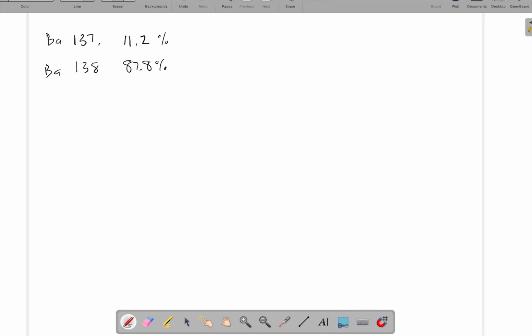If that's the information we got, does that total to under 100? It does, right? Okay, so that's good at least. If these were our two isotopes and that was the information we had, what would be the atomic mass for barium? How do we figure it out? Ideas? What do you got to do?